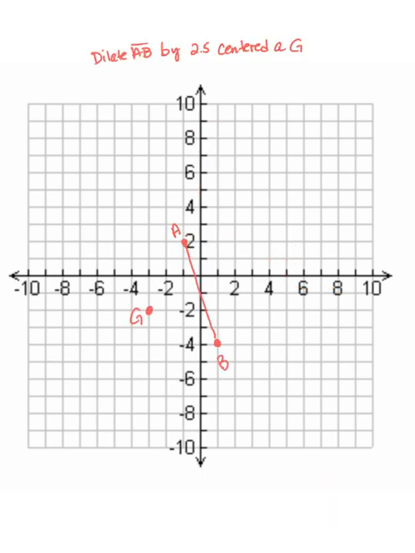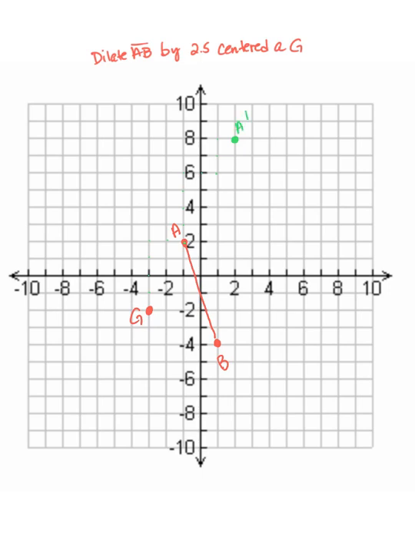In this third example, I'm going to be dilating segment AB by a scale of 2.5 centered at G. If I start at G and go to A, I'd have to go up 1, 2, 3, 4, right 1, 2. To double it, I would go up 4 again, right 2. But then I would go up just another 2 and right 1 to get 2.5, because I moved half the amount up and half the amount right after I had already doubled. So that's 2.5.